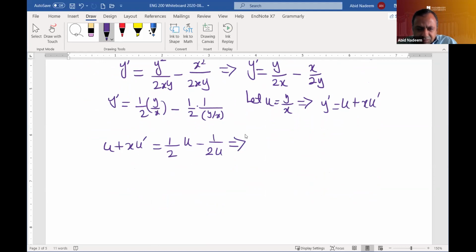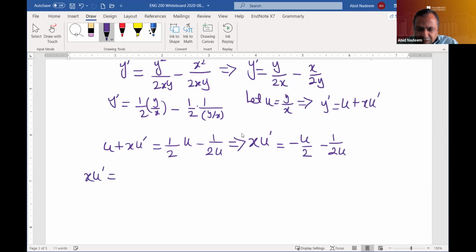What we can do is bring this u on that side. So it will be xu prime is equal to minus u, if u comes over here, and then 1 plus 2u. So it will be minus u over 2 minus 1 over 2u. And from here, you can further simplify it.